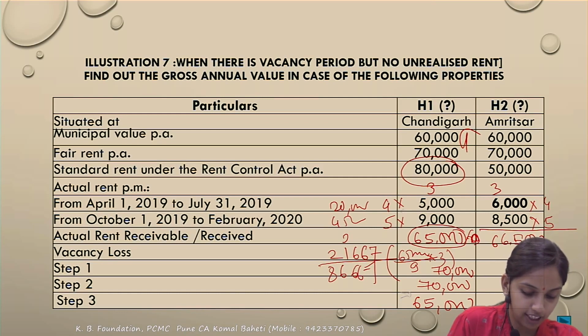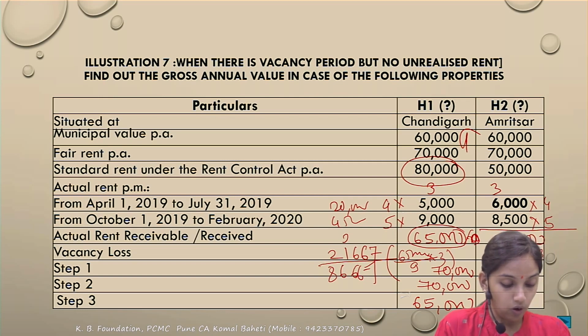How much is the vacancy loss? 66,500 divided by 9 multiply by 3. You will get the vacancy loss figure. Correct. Now, what had happened?